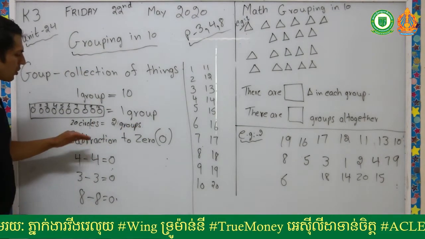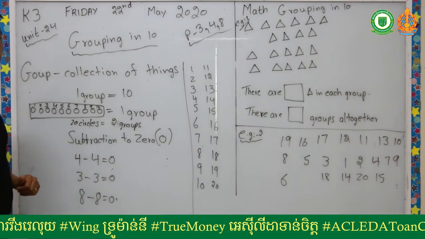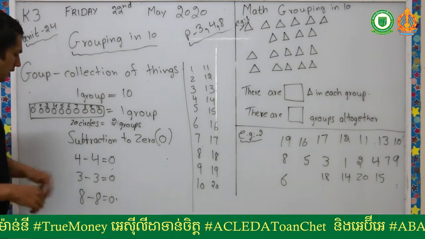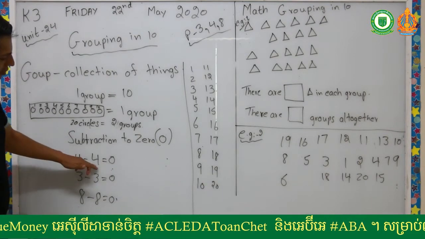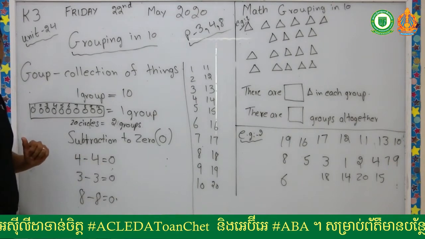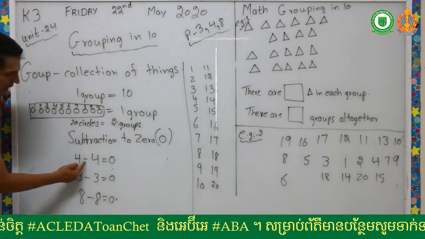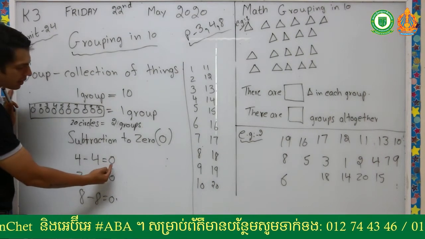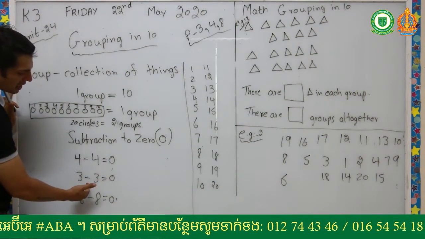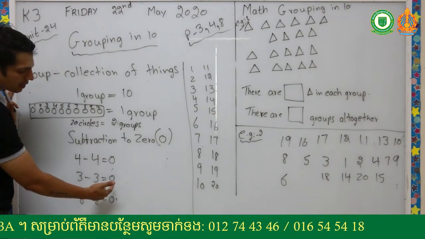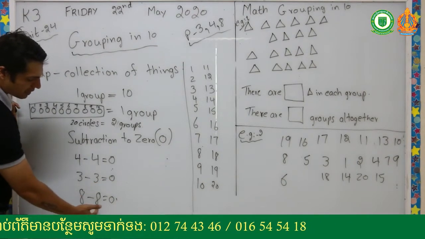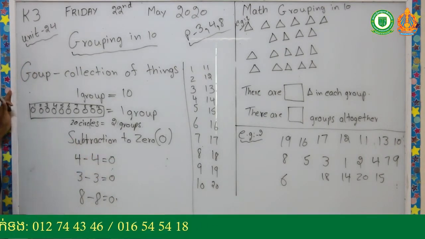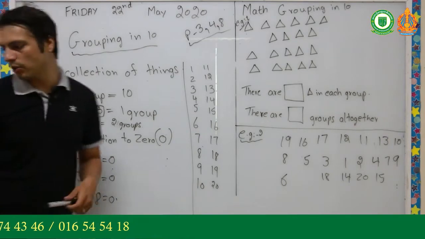Next we will learn about subtraction to 0. When we say subtraction to 0, it means we need 0. Subtraction we say minus. Here, 4 minus 4 equals 0. 3 minus 3 equals 0. 8 minus 8 equals 0. So when we say subtraction to 0, it means we need 0.